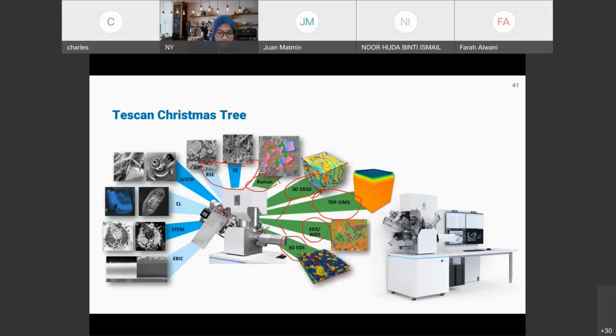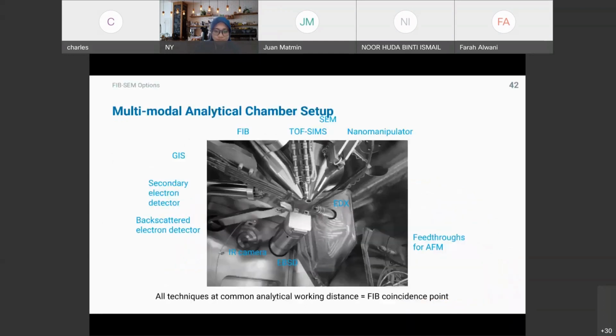So you can see this is the FIB column here. Then you can even equip other detectors. Actually, there are many detectors on the outside. So the Christmas tree is like having everything in. Look at this image here, look how complex this SEM is. Bear in mind the sample chamber has to be very big in order to fit in all kinds of detectors.